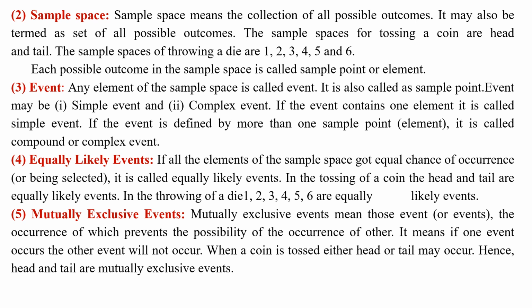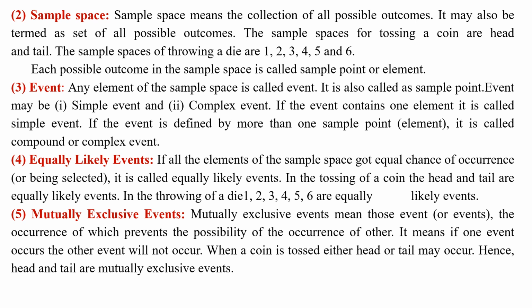Events may be simple events and complex events. If the event contains one element it is called a simple event. If the event is defined by more than one sample point or element it is called a compound or complex event. 4. Equally likely events. If all the elements of the sample space have equal chance of occurrence or of being selected, they are called equally likely events. In the tossing of a coin the head and tail are equally likely events. In the throwing of a die 1, 2, 3, 4, 5, 6 are equally likely events.